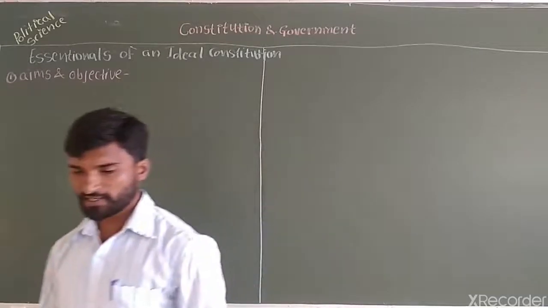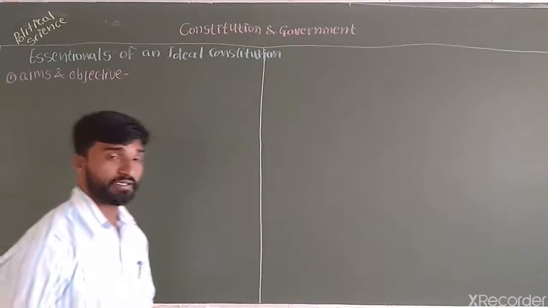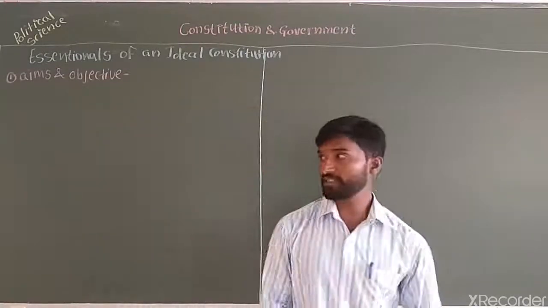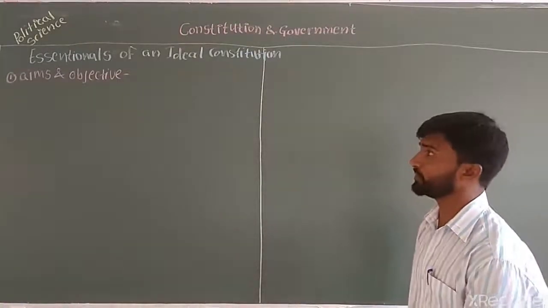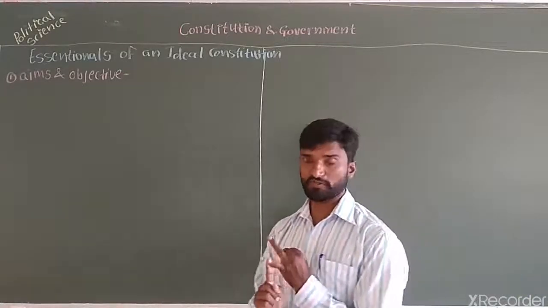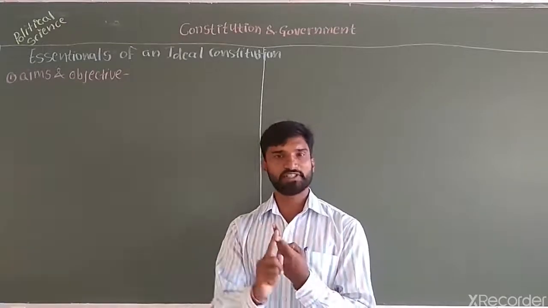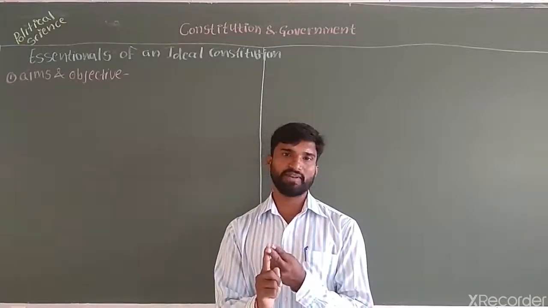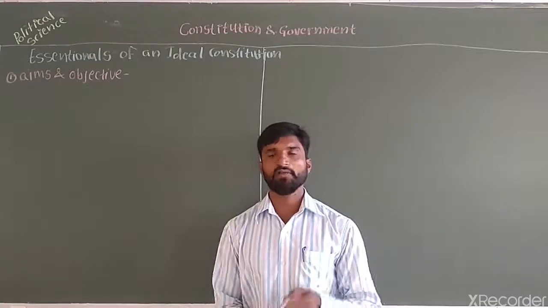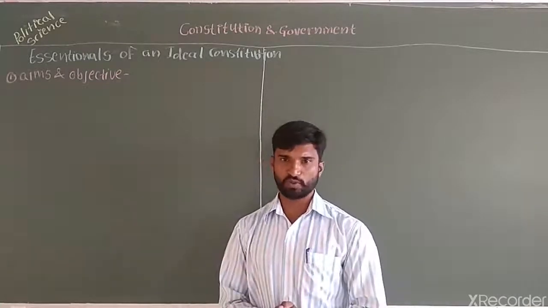Previously we started with the fourth unit, that is Constitution and Government. The previous video was about different types of constitutions. In that we saw written constitution, unwritten constitution, and again two types: rigid constitution and flexible constitution. We saw the definition, meaning, and features also.